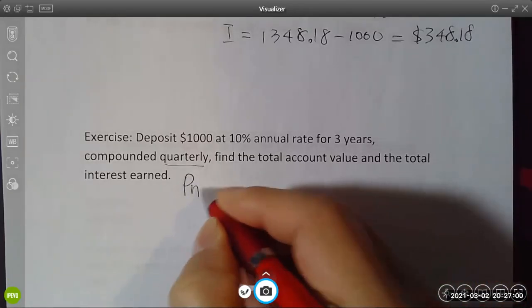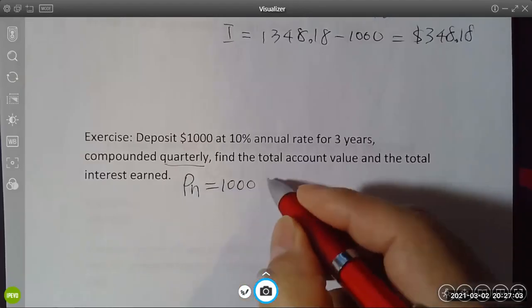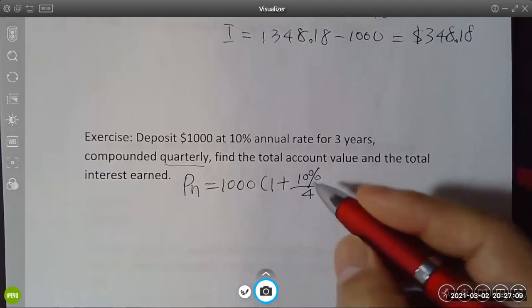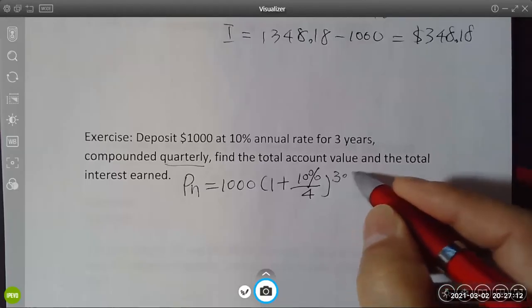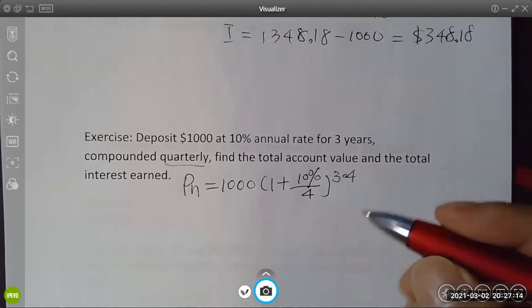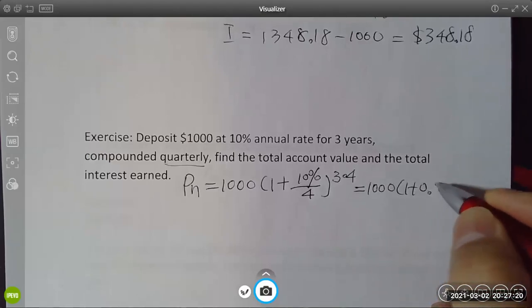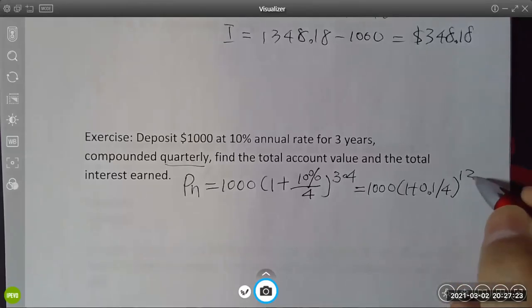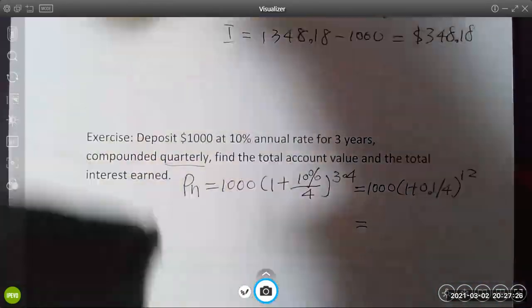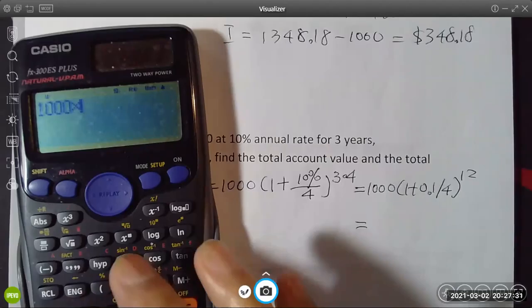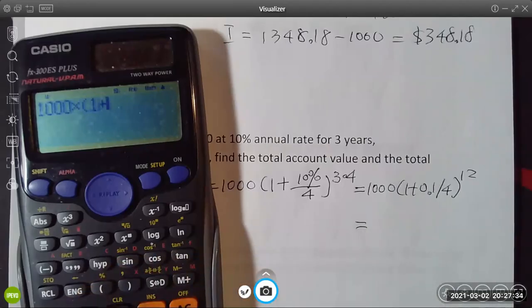So future value equals current value times 1 plus interest rate. We compound it quarterly, so 4 times a year. And we do it for 3 years, so we do it 4 times a year, totally 12 times. So this equals 1,000 times 1 plus 0.1 over 4 to the power of 12. And 1,000 times parentheses 1 plus 0.1 over 4 to the power of 12.